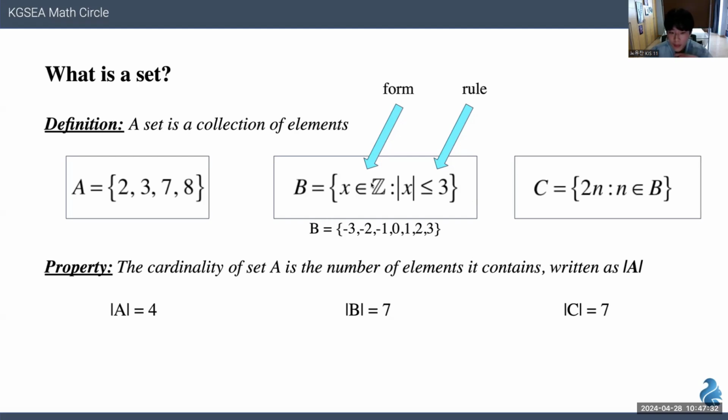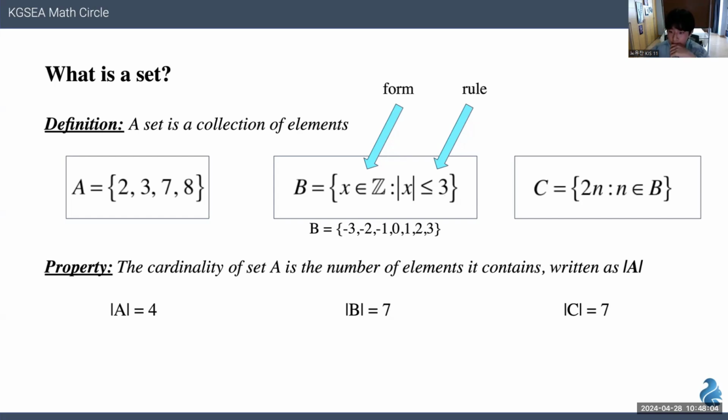So if you look at set B, it says x is an element of Z, and Z, by the way, is the set of integers, and the absolute value of x is less than or equal to 3. What this means is that we follow this rule: the absolute value of x is less than or equal to 3, and x is included in the set of integers. So basically, what are the integers that have absolute value less than or equal to 3? It's -3, -2, -1, 0, 1, 2, 3.